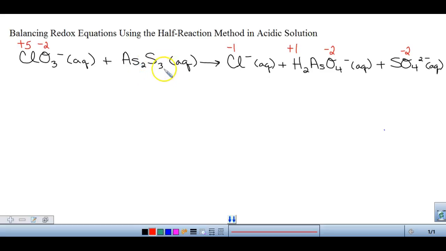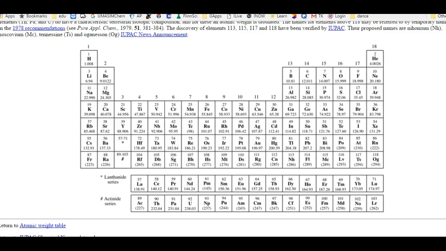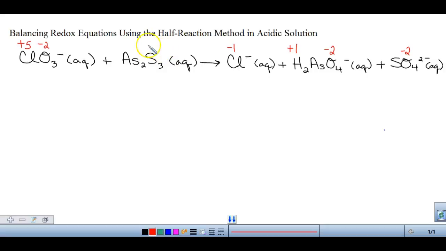The diarsenic trisulfide is a little trickier. The one that is going to be most electronegative is going to maintain its normal charge. So if we look over here to the periodic table, sulfur is both higher and farther to the right, so it is the more electronegative of the two. So we're going to assign it its normal -2, which means our arsenic is +3.